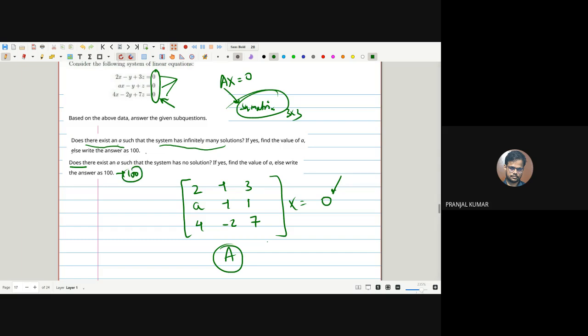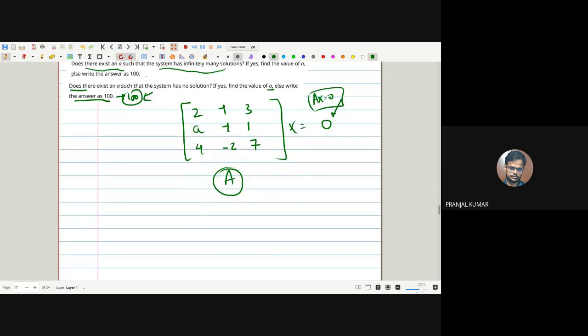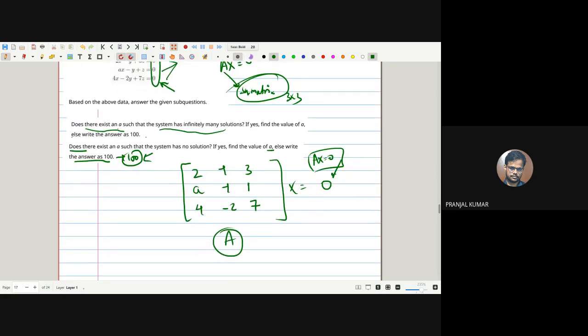Because see, if you can find the value of A such that it has no solution, I know that it always has a solution. Else write answer as 100. So this is 100. Clear? Second question. You know that a homogeneous system always has a solution. It cannot be that it does not have a solution. Okay, so now first question. For this, you would have to perform row echelon conversion.